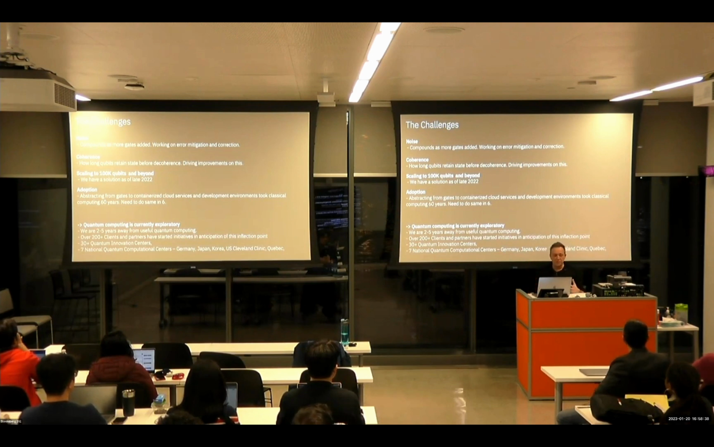We need quantum computing to be able to be used by lots and lots of people, and quantum computing is not easy. So making it compatible with the way people already work is a good fact. So here's the thing, quantum computing is currently exploratory. There isn't a quantum computer on the planet right now that can actually do anything that a classical computer can't do, but we're very, very close to that inflection date.